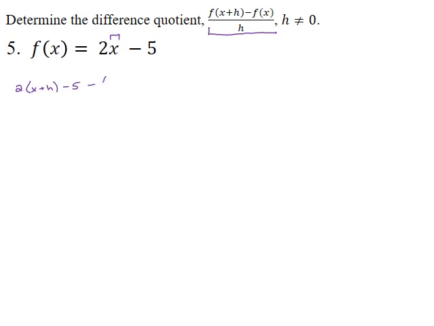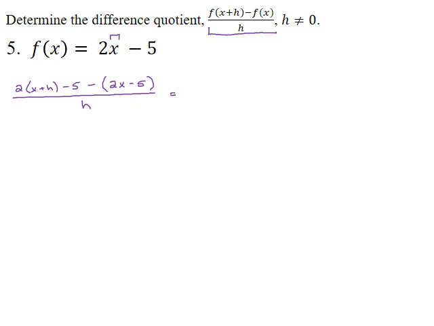Then you have to subtract f of x. So in parentheses, I'm going to subtract the original function here. So minus 2x minus 5. And then you have to divide all of that by just a single h. And your job now here and on your homework will be to simplify this down as far as you can.